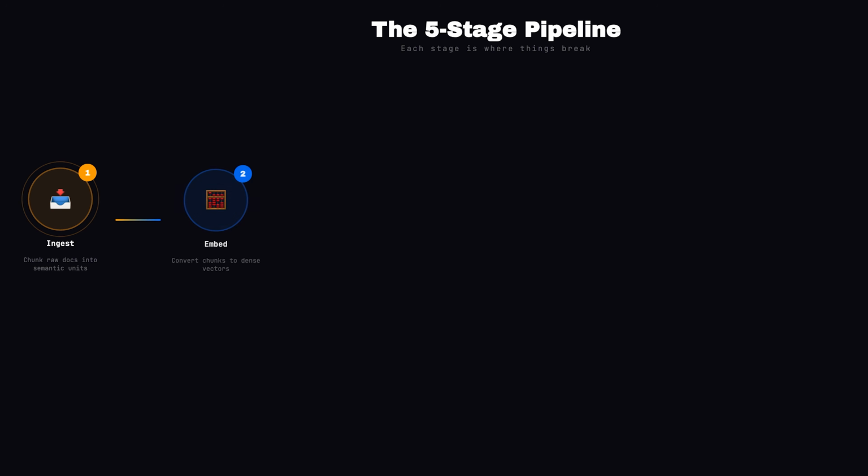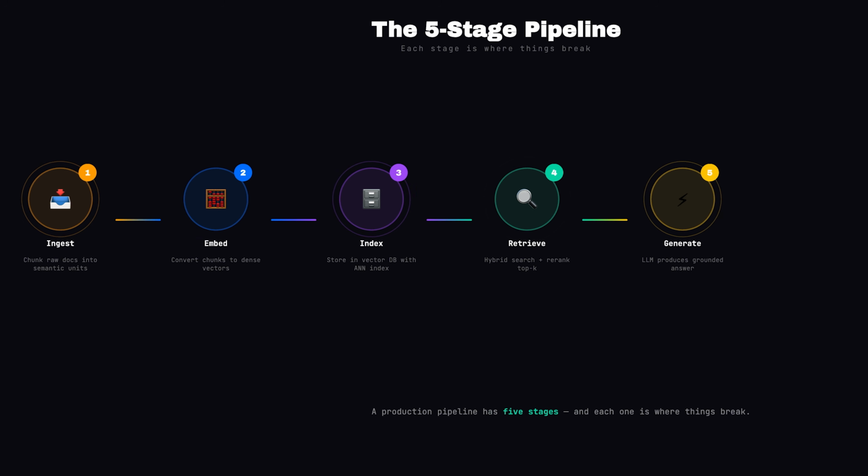So there are 5 stages to RAG. Let me walk through each of them. First, you've got to break your documents into small pieces. You cannot embed a 200-page PDF as one single thing. So you chop it up.